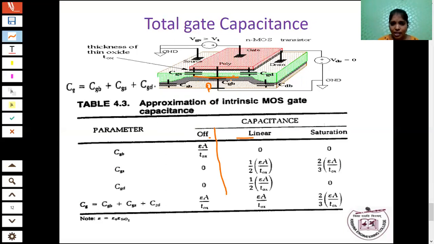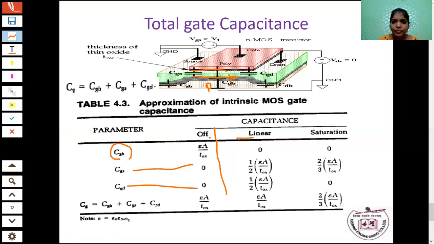There is no channel formed. So there is no capacitance formed between the gate and source, and between the gate and drain. So during the cutoff region, these two values are 0. We are considering that CGB is between the gate and the body, where there is a dielectric material. So the capacitance CGB is formed during the cutoff region.